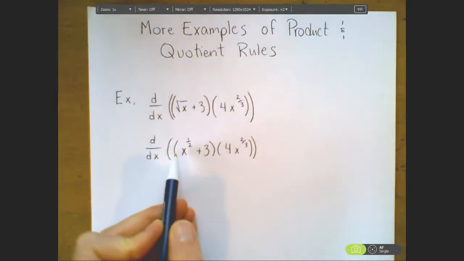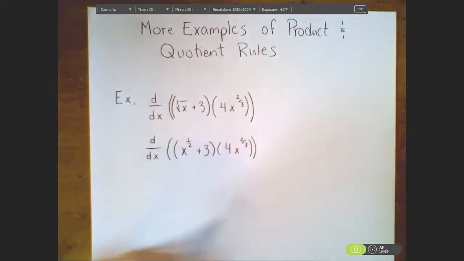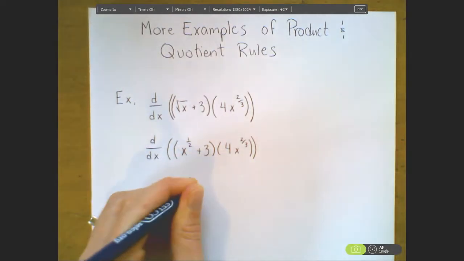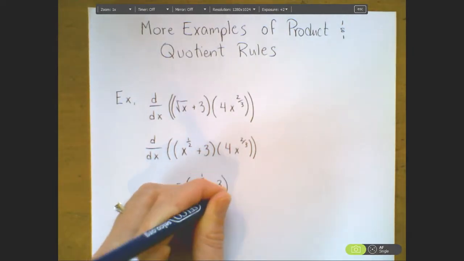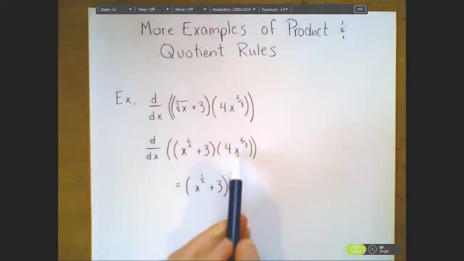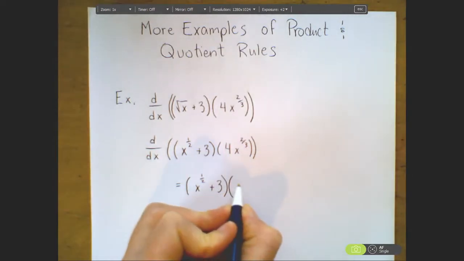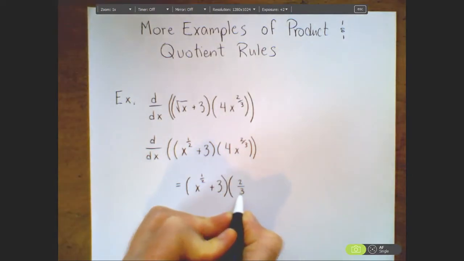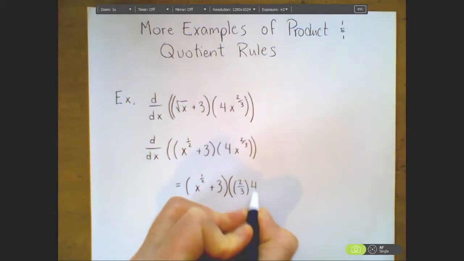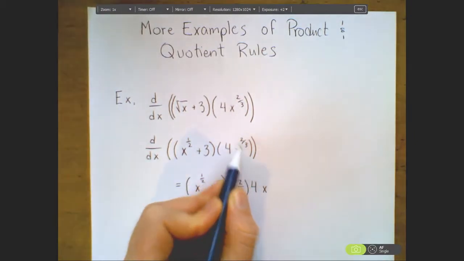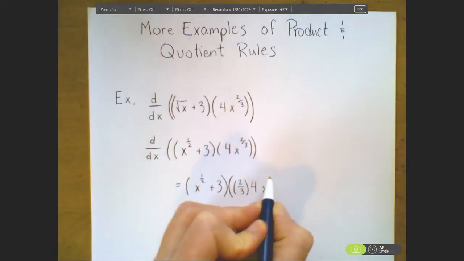So recall the product rule is first times the derivative of the second. So I'm going to start by just writing out my first function. My first function is x to the 1/2 plus 3 times the derivative of the second function. In this case, I'm going to have to use power rule. So I take this coefficient and put it down front. So this is going to be 2/3 times 4 times x. When I subtract 1 from 2/3, I'm left with -1/3.